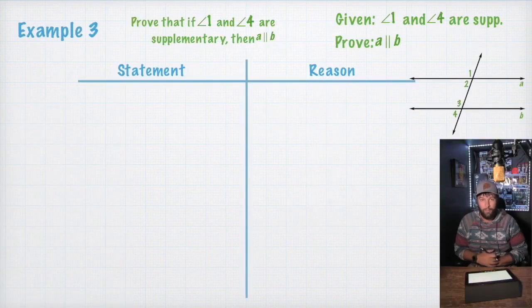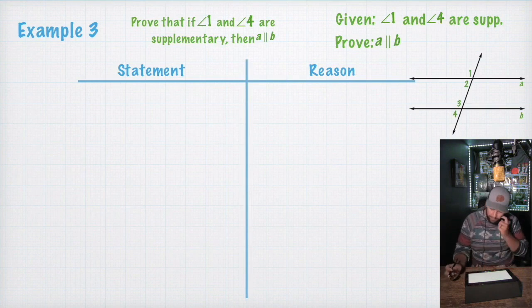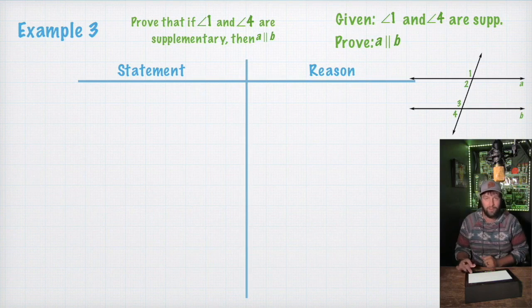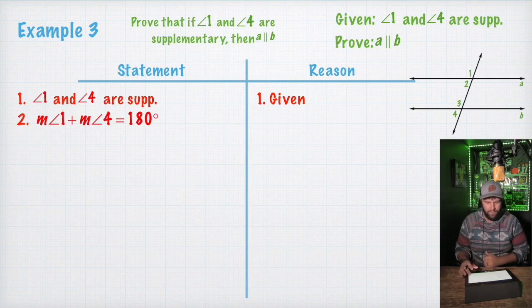So here we go. We got a good old proof to do. Prove that if angle 1 and angle 4 are supplementary, then A is parallel to B. So we're given that angle 1 and 4 are supplementary. They want us to prove that A and B are parallel. So the first thing we're going to do is write our givens. If we know that those two angles are supplementary, we can state that they add up to equal 180 degrees, and the reason for that is definition of supplementary angles.